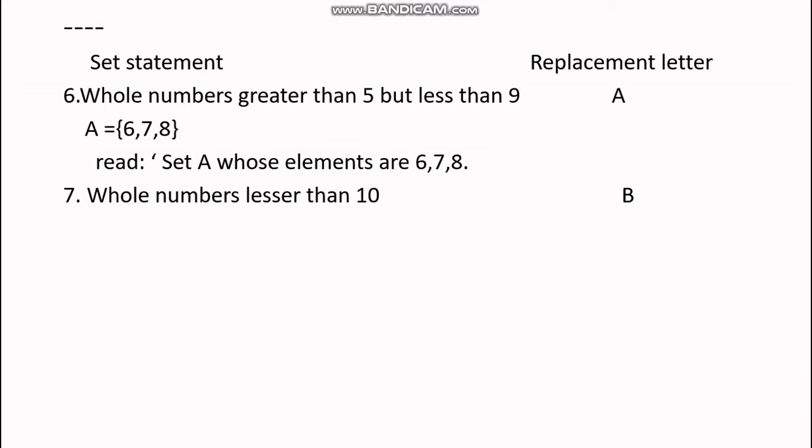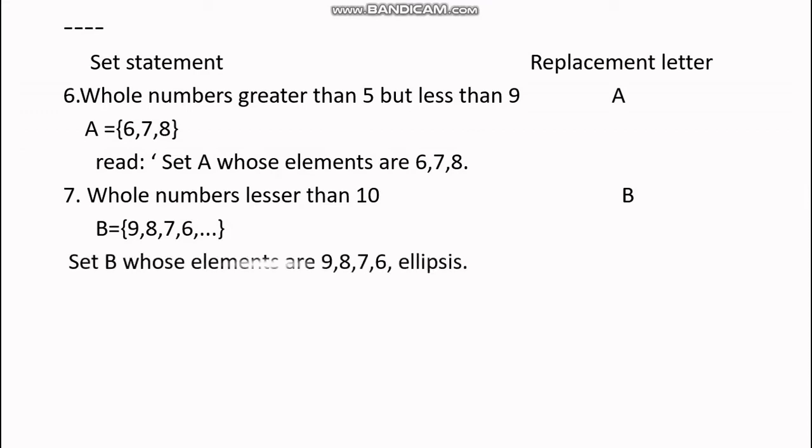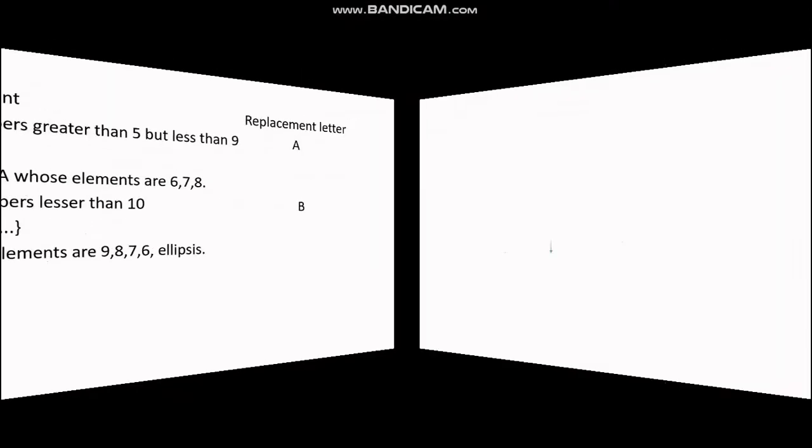So how to write this in roster method? Again, you are to put 3 dots, and that dot is called ellipsis. So how to read? That is set B whose elements are 9, 8, 7, 6, then ellipsis. So that means there are many numbers still to be written. Number 8.